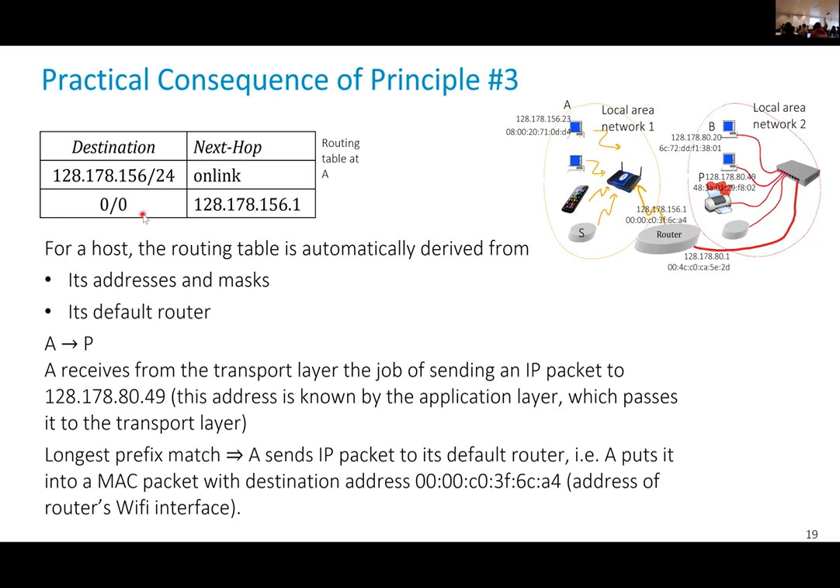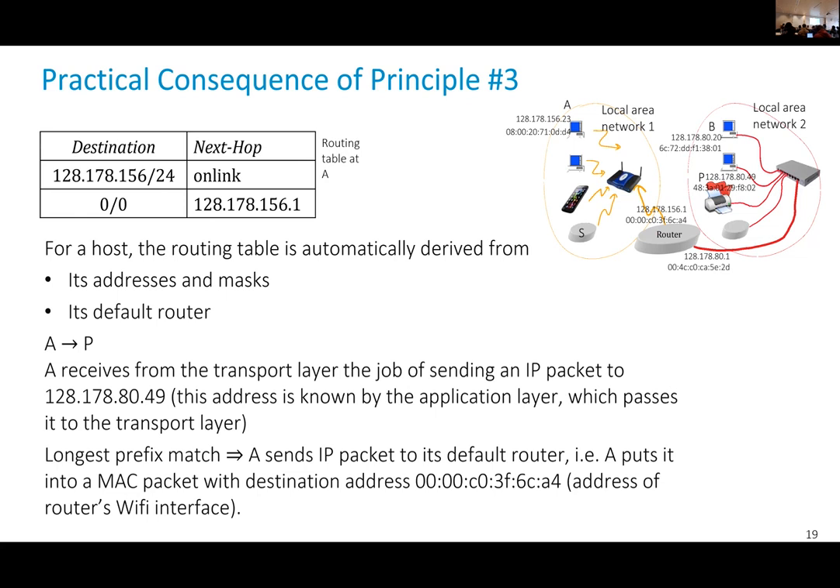And then I look at the routing table here. Longest prefix match says there's only the default route. Therefore, I use the default route. I have to send it to this address, which is the Wi-Fi IP address of the router. Sending to this does not mean that I put IP destination address equal to this.